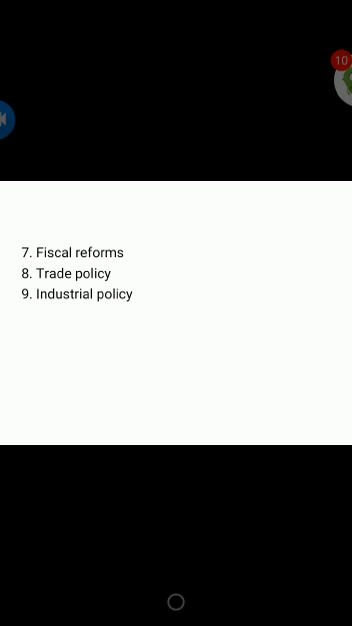The next is industrial policy. This we have already studied also. The terms and conditions for the promotion and organization of industrial activities were made business friendly through the industrial policy 1991.